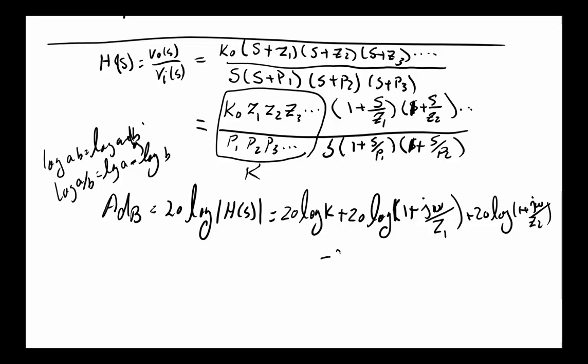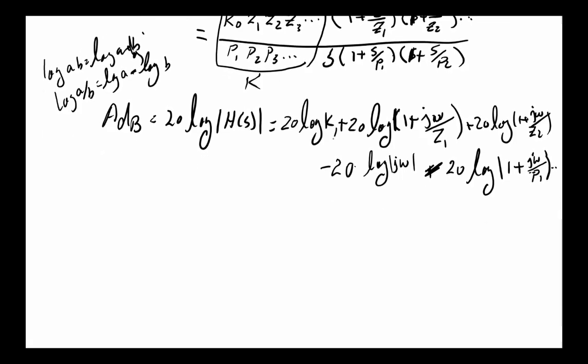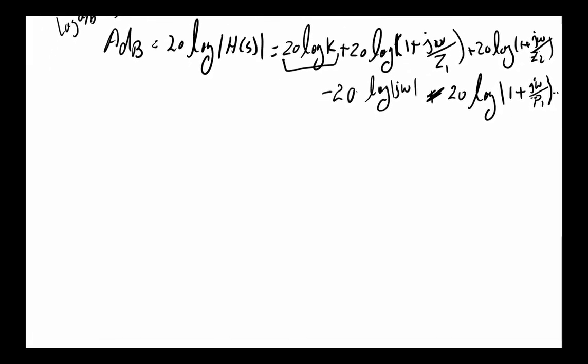And then the denominator is going to be minus 20 log of the magnitude of s, just j omega, minus 20 log of the magnitude of 1 plus j omega over p1, and on. So what we're going to do is take each one of these terms and figure out what they are. In order to figure out the total gain, all we have to do is add all the terms that came from the numerator and subtract all the ones that came from the denominator.